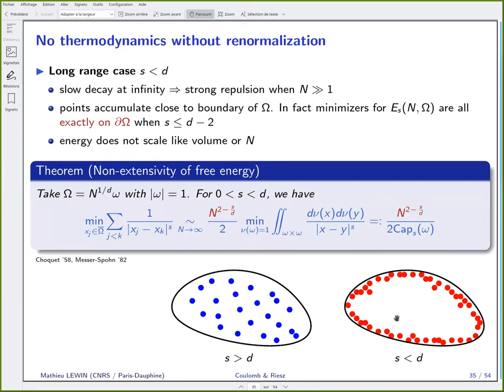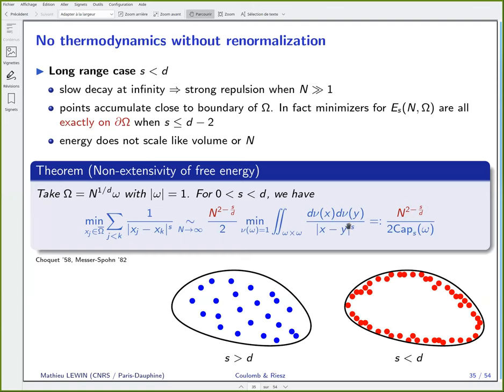So the first thing that we try to do is to look at the energy. And this is exactly what Hung asked me last time, sorry, when he told me, but this is not going to work when s is less than d, because the energy is not going to behave like the volume or like the number of points. So here is the theorem. It's a very old theorem.